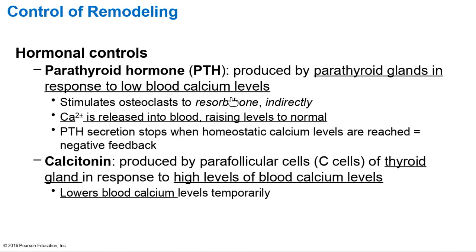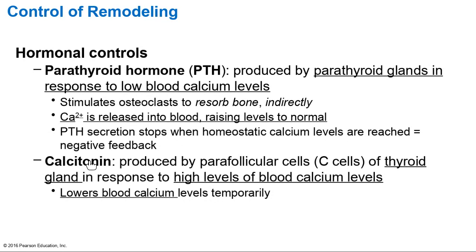So what happens then when we do this resorption, right? Because at the end of the day, what we're doing is we're activating osteoclasts to do resorption. What does this do? Well, we're breaking down the matrix, we're freeing up calcium. That calcium is then released into the blood, raising levels to normal. Once we reach normal levels of calcium, PTH secretion will stop. And this is why it's considered negative feedback. Okay, so that's parathyroid hormone.